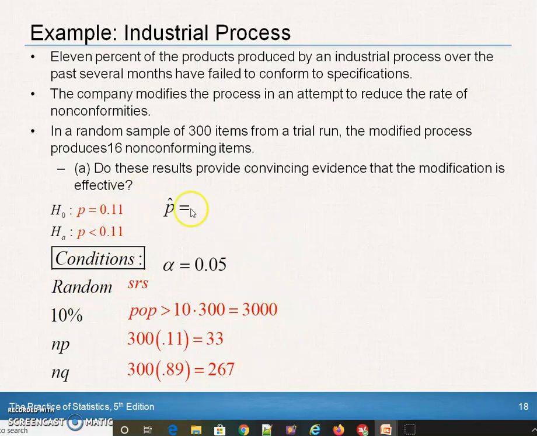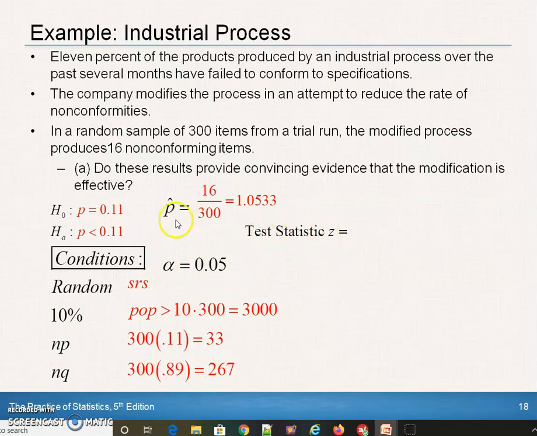So, what is P cap? Well, that's 16 divided by 300, which is like 1.0533. Alpha, we get to choose, and many times 0.05, 95%, is what people choose. 0.05, 0.10, 0.01 are the three popular ones. They'll usually have to give you that in the problem.